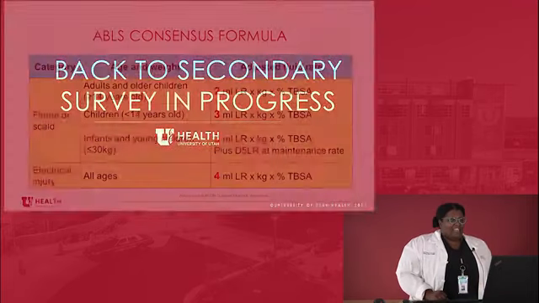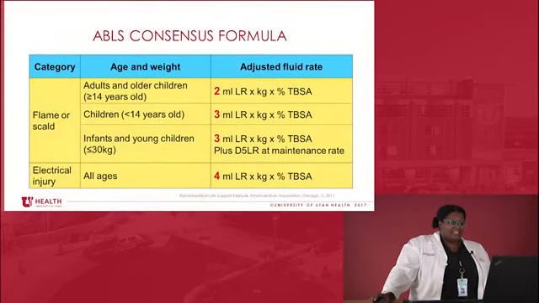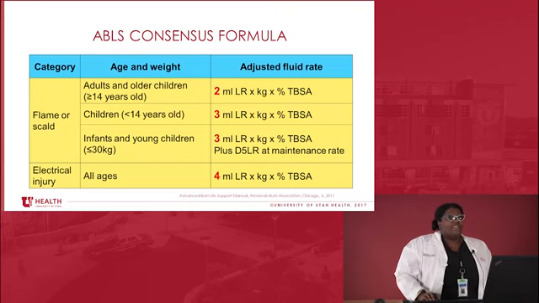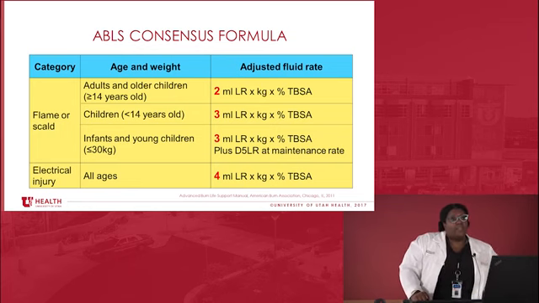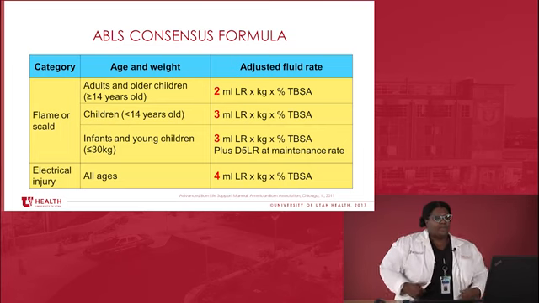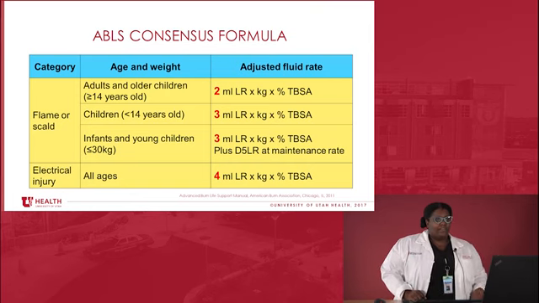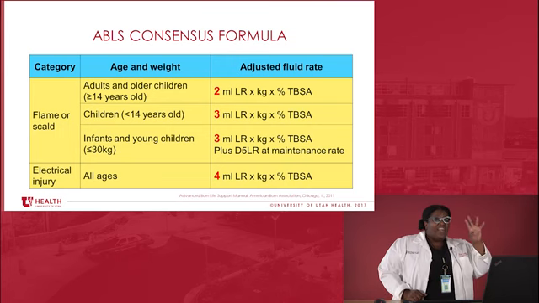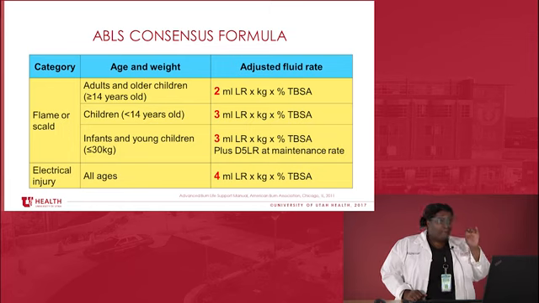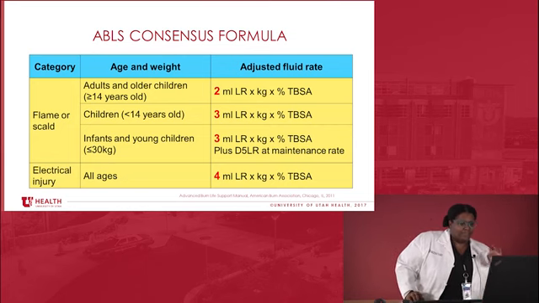Okay, back to our secondary survey. Maybe we can get our resuscitation calculated before we finish here. So we have the ABLS consensus formula, and I borrowed this from the ABLS manual. And this is currently the recommendations for how we calculate fluids based on the burn size or the burn patient. So again, this is really here for us. If you really can't remember, always remember 4 times the weight in kilograms times the burn size, whole number percent, not 0.5 for 50%, but 50%, okay? The whole 50 number.